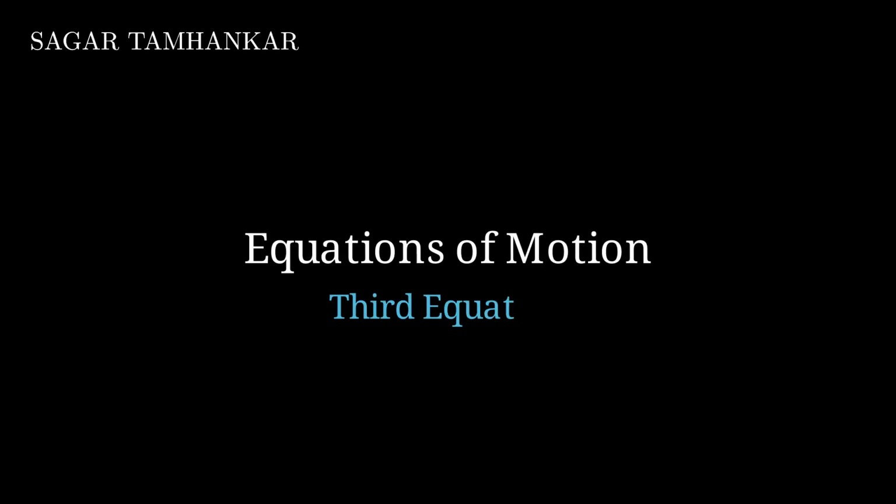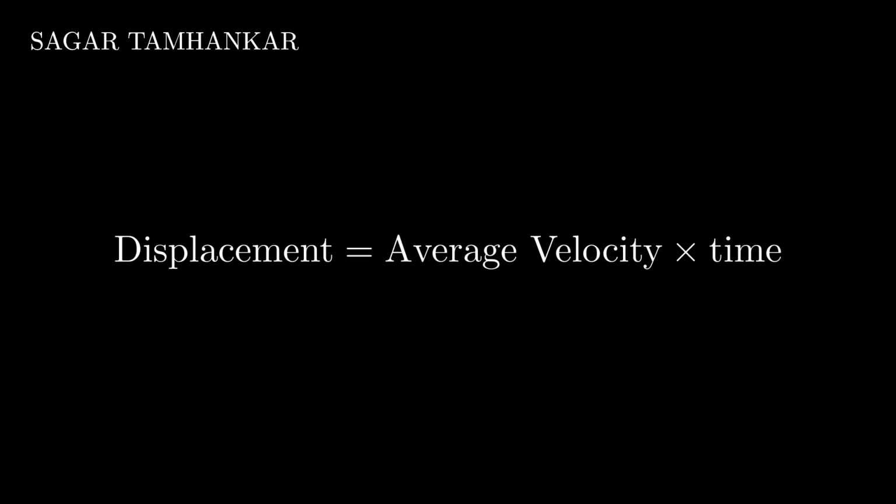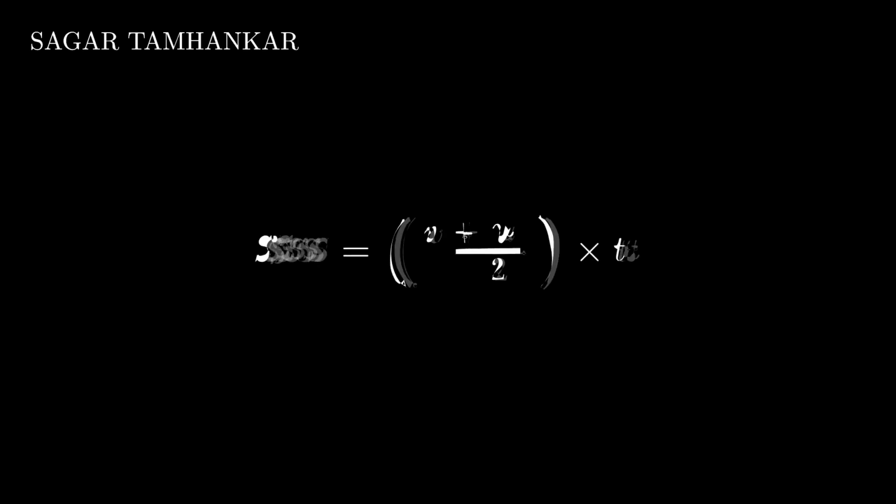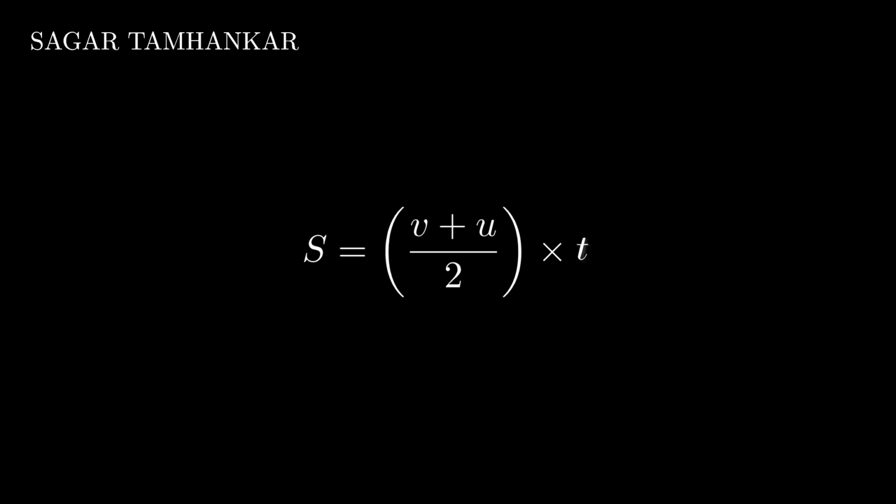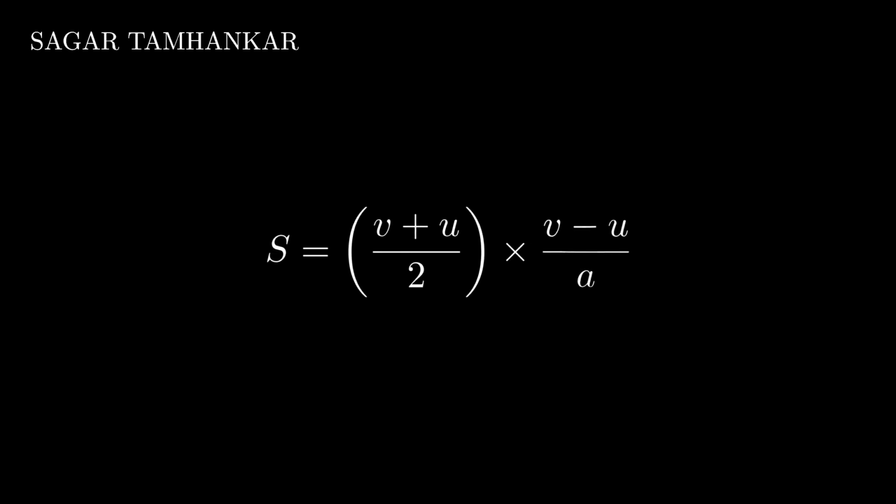Finally, we derive the third equation of motion. This equation connects velocity, displacement, and acceleration without involving time. We again begin with displacement equals average velocity into time. Replace average velocity using the known expression. Replace time using the first equation of motion.